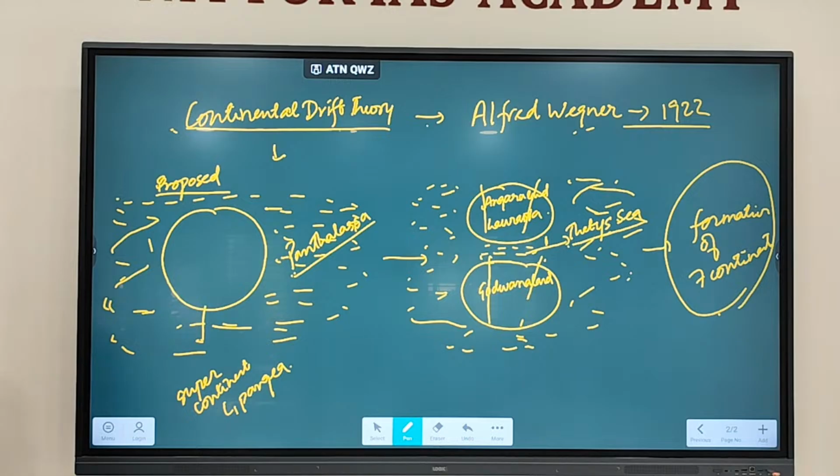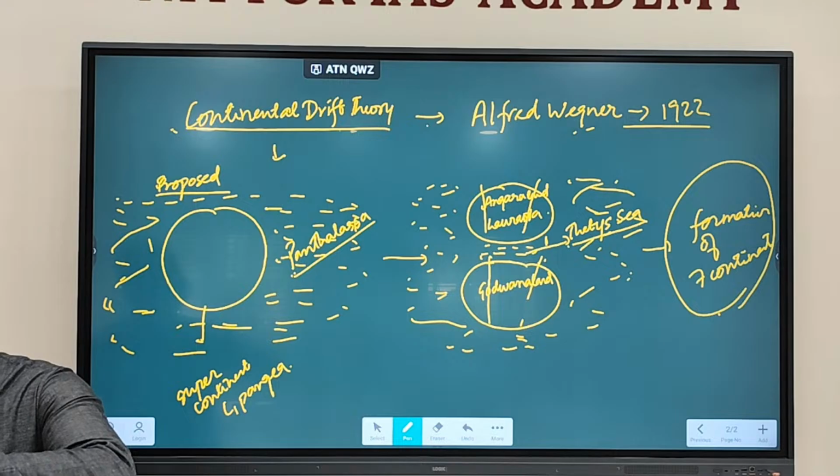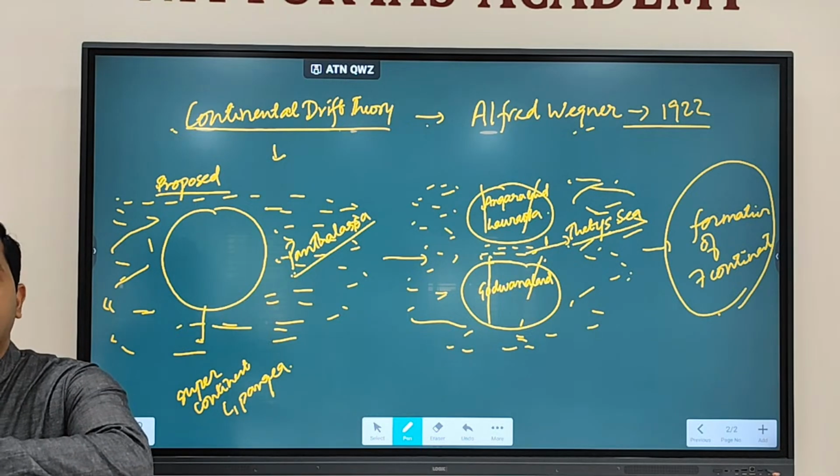Clear? Later on, when technology evolved, you see submarines. Remember, the Indian Navy has submarines. A submarine goes underwater and tries to attack the enemy underwater.